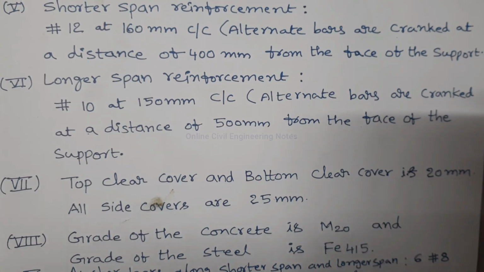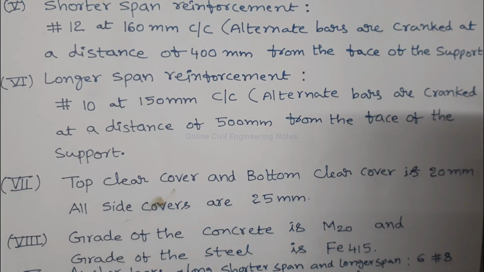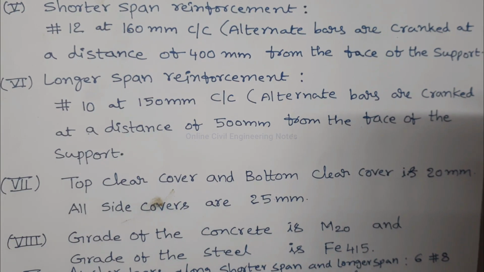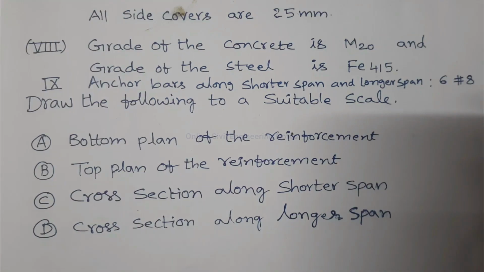Number 7. Top clear cover and bottom clear cover is 20 mm. All side covers are 25 mm. 8. Grade of the concrete is M20 and grade of steel is Fe415. 9. Anchor bars along shorter span and longer span are 6 numbers of 8 mm diameter.